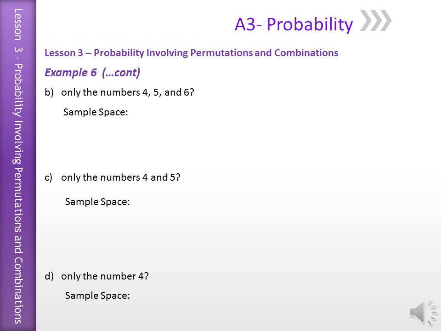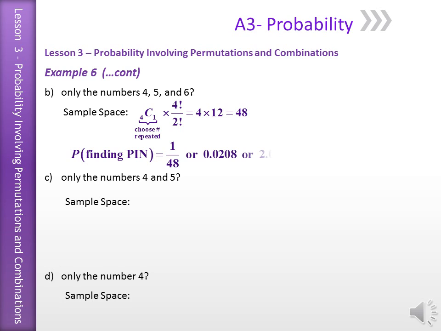Part B. We're given that the numbers are 4, 5, and 6. So we know that one of these numbers has to be repeated to get the 4-digit PIN. So finding our sample space, we're first going to choose which one is going to be repeated. So that would be 3 choose 1. Now we're going to be arranging the 4 digits where 2 are the same. So that would be 4 factorial over 2 factorial. This gives us 3 times 12, which is 36. So now the probability of finding the PIN would be 1 over 36, or 0.0278, or 2.78%.